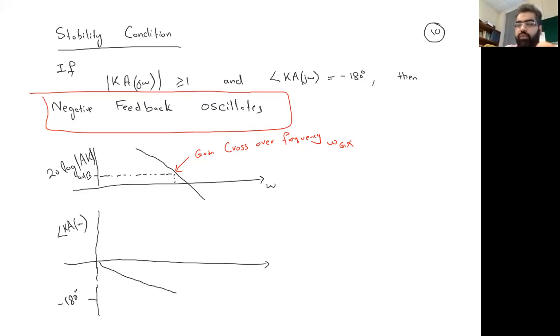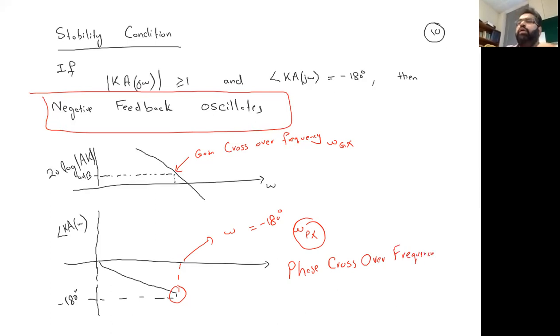So whenever the frequency I'm going to reaches the point where omega reaches the angle of minus 180 degrees, this is known as the phase crossover frequency. We need to find a condition where the gain crossover frequency and the phase crossover frequency shouldn't meet. If the gain crossover frequency is equal to the phase crossover frequency, what's going to happen? You can identify yourself now.